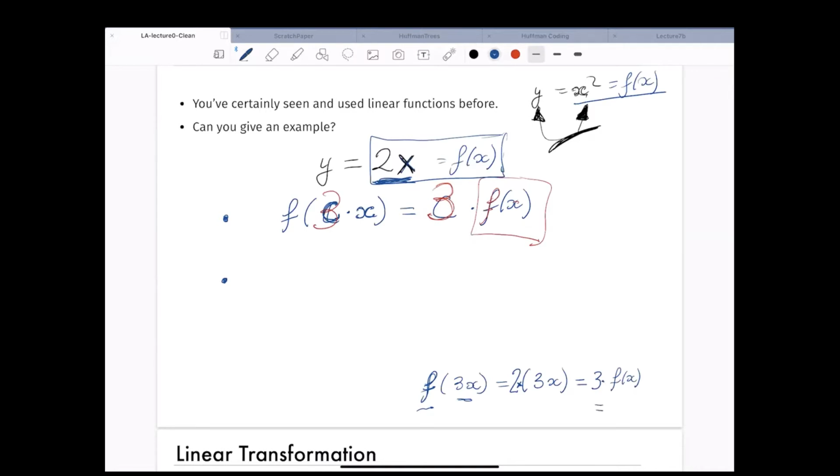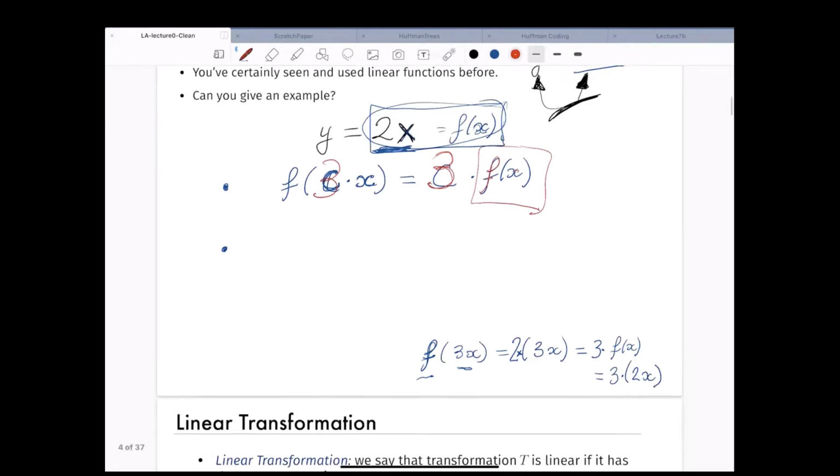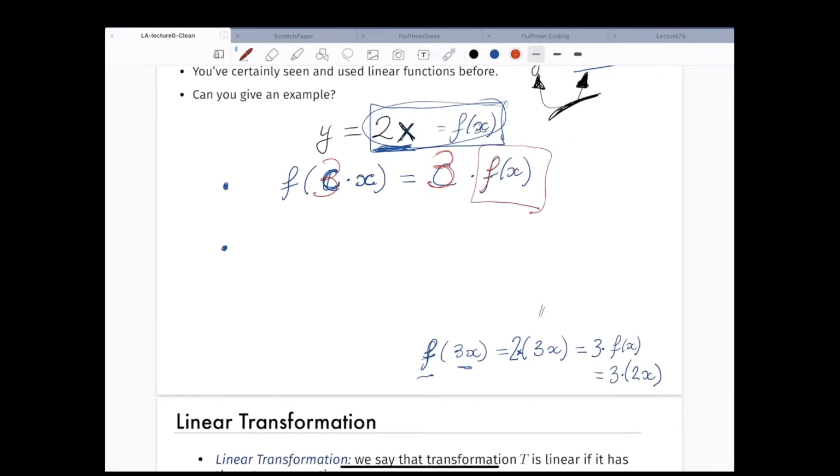Well, you tell me, what is f of x? Here's what f of x says: take that x and multiply that by 2. But these are equivalent because we know how to multiply numbers. This evaluates to 6x, and so does this evaluate to 6x. So these are clearly equal to one another.